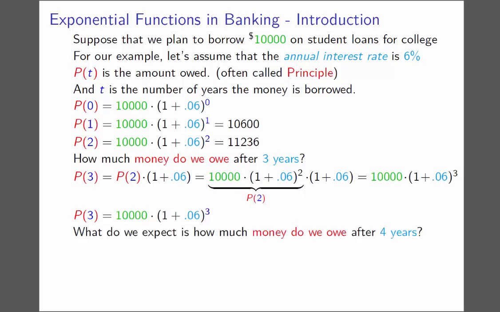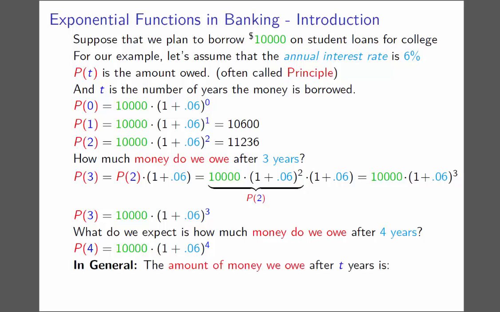And what do we expect is how much owed after 4 years? P of 4 is 10,000, the original amount we borrowed, times (1 plus 0.06) to the 4th power, because we'll pay that 6% interest each of the 4 years. And in general, the amount of money we owe after t years is P of t equals 10,000 times (1 plus 0.06) to the t.